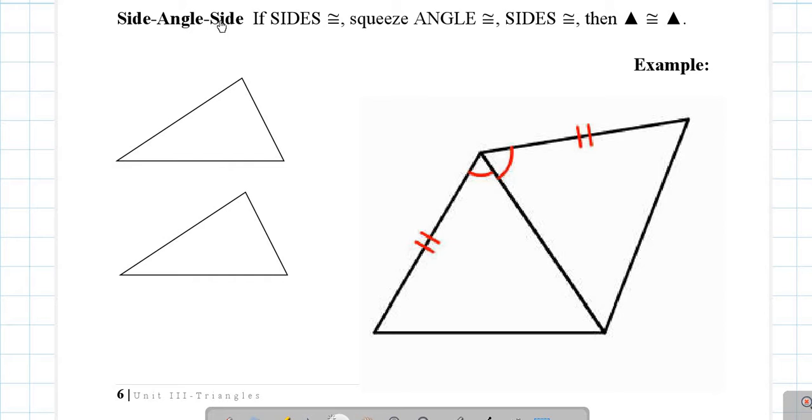Another one is called side angle side congruency. If a pair of sides are congruent, a squeeze angle, and I'm going to put quotes around that, that's kind of a slang term, and then you have another pair of congruent sides, then the triangles are congruent. Here's an example.